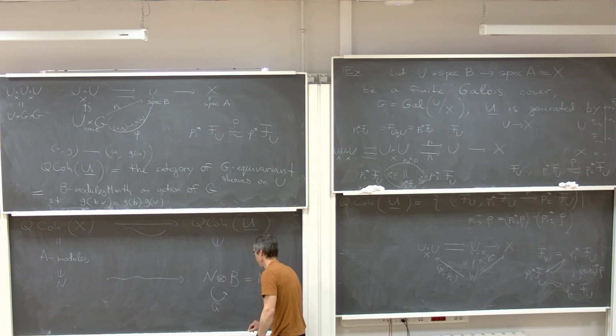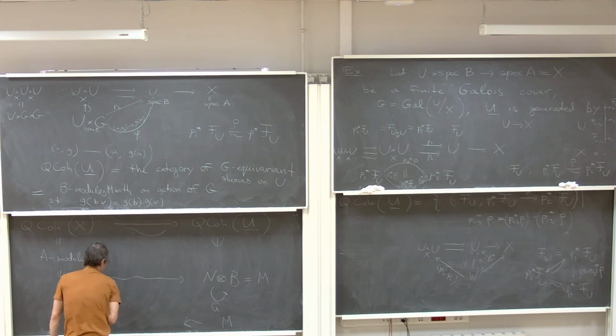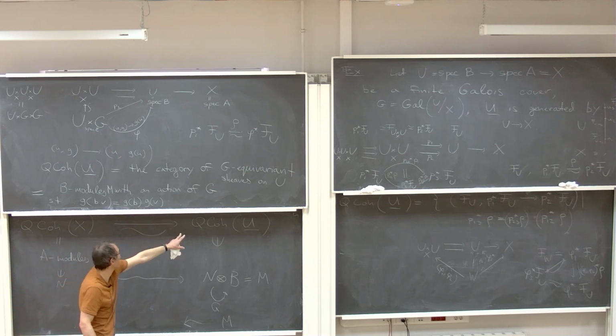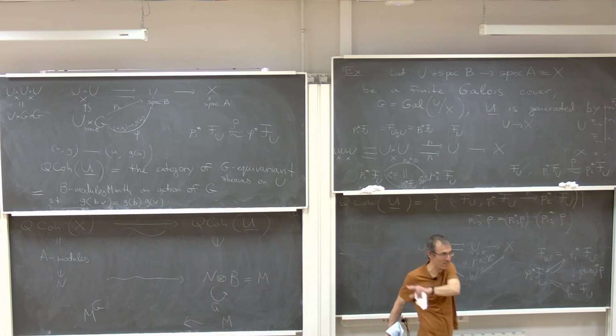Invariant. So M goes to M times G, just G invariance, right? So this is really surprising because usually G invariance is not an exact functor. So, if you have an equivalence of categories, in particular, the inverse functor must be exact. So in particular, for similar interaction, the claim is that it's exact.